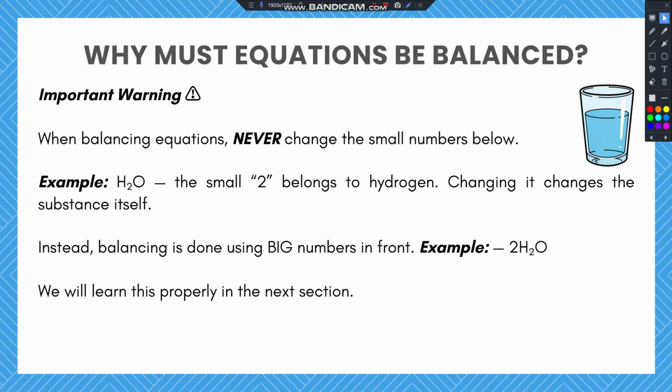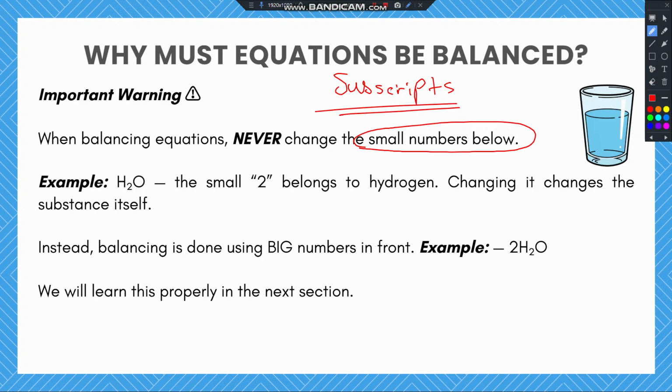So here is an important note I need to sound to you, because in the process of balancing chemical equations, you will be introducing new numbers, and I'll show you how in a moment. When balancing chemical equations, never change the small numbers below. The small numbers below are called subscripts. You are never to change them.